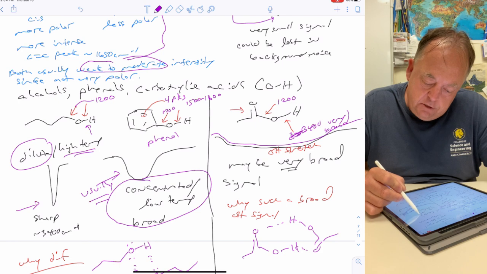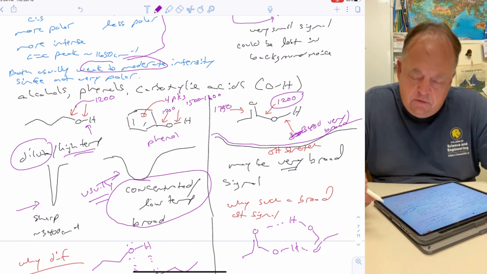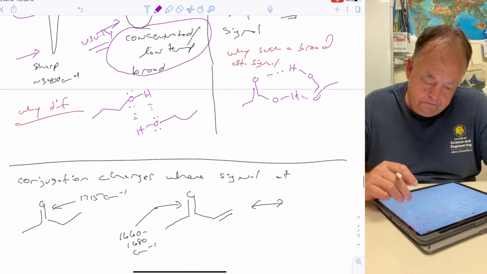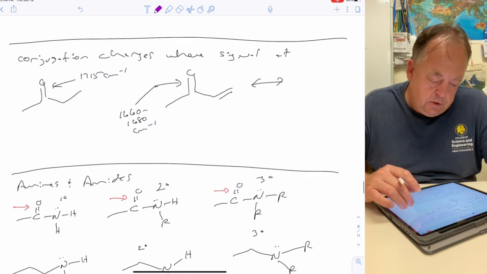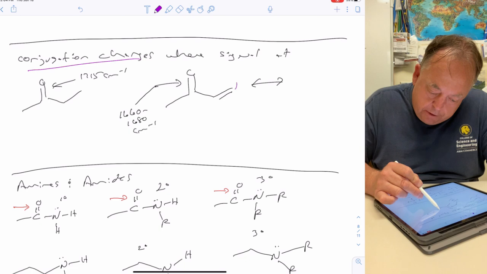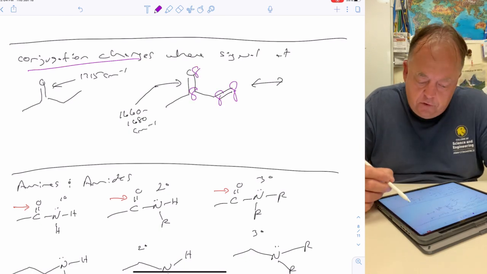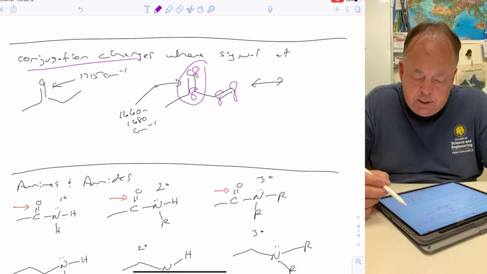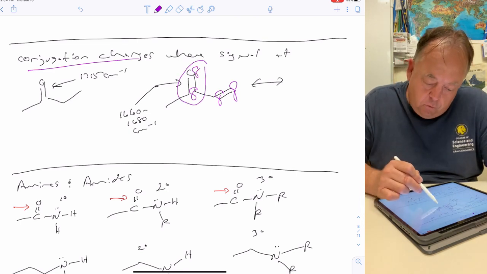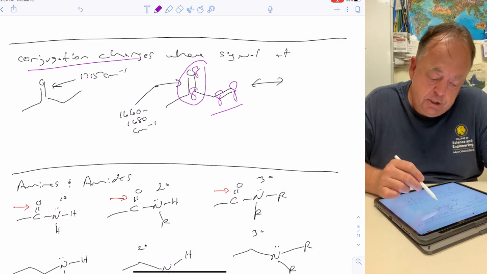And you have the OH, the CO single bond, and you have the CO double bond around 1750 inverse centimeters. So conjugation changes things. If you have a p orbital, so that's sp2 hybridized, p orbital, p orbital, p orbital, and you have your carbon-oxygen double bond right next to a carbon-carbon double bond, they're said to be conjugated.